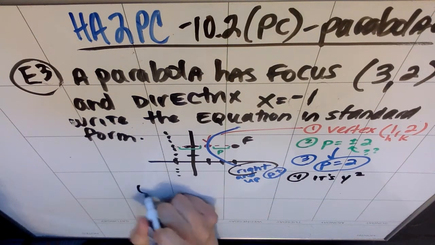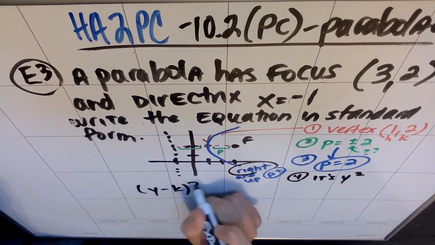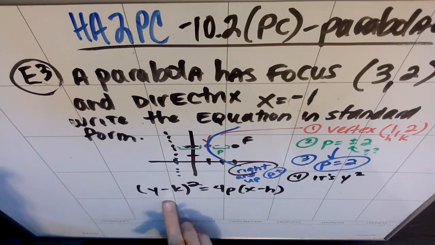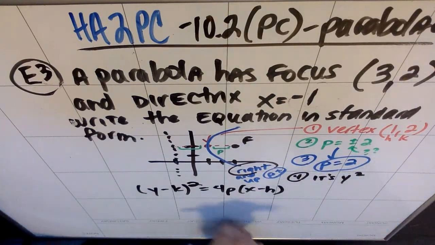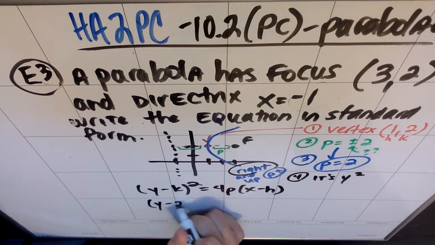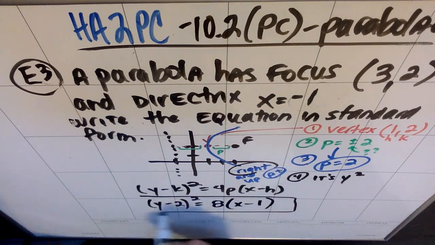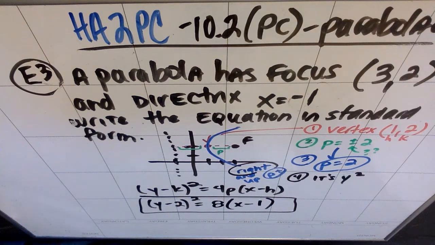So I say, cool, so I want (y - k)^2 = 4p(x - h). Remember, the y always goes with k because k is the y coordinate of the vertex. So I'm going to get (y - 2)^2 equals, well, I now know p is a positive 2, so that's going to be 8(x - 1). And that is my parabola in standard form. Cool.